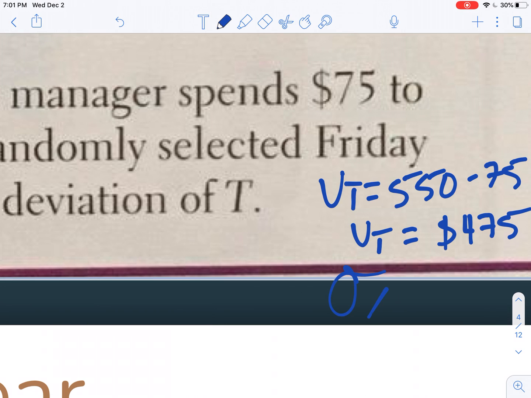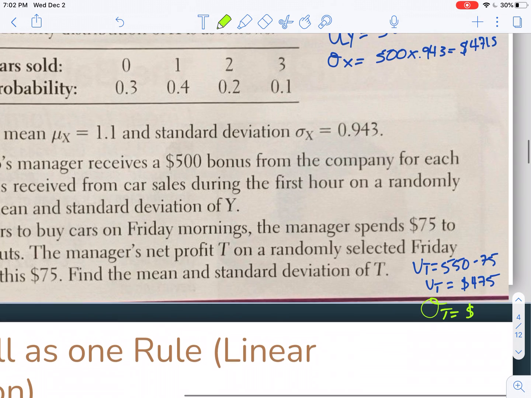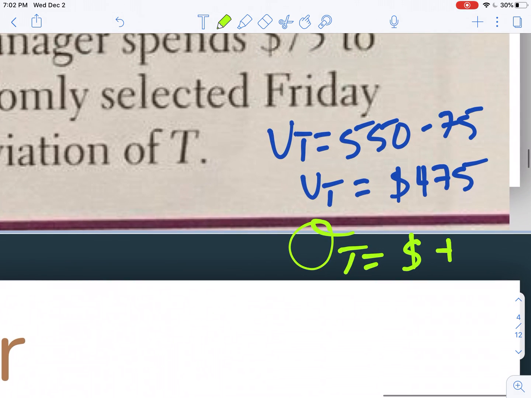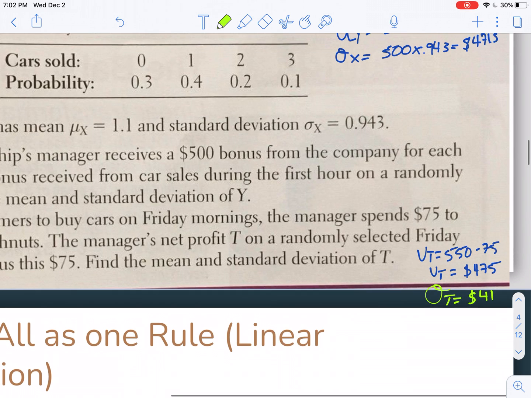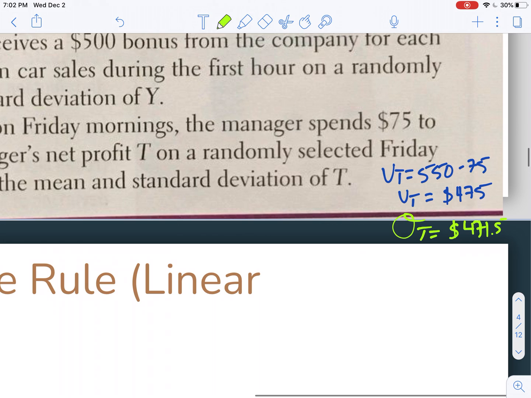The standard deviation of T, though, let me write this in a better color. The standard deviation of T is going to be the exact same thing as the standard deviation we found up here. When we're subtracting that money, it makes no change to it. So this is going to vary by $471.5. Subtracting money from this does not shift that standard deviation. It's still going to vary by the exact same amount of money because all we've done is shift everything down by $75. The typical distance from that mean is still going to be that $471.5.